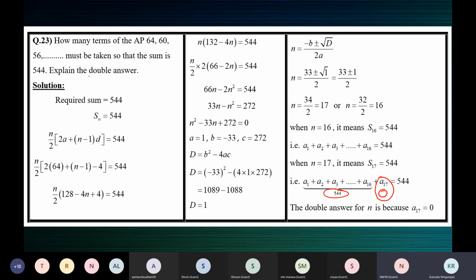That answers the first part of the question. How many terms? Take the first 16 terms or the first 17 terms. Both will give us the sum 544. Explain the double answer. How does n take two values? The double answer for n is because the 17th term is 0.